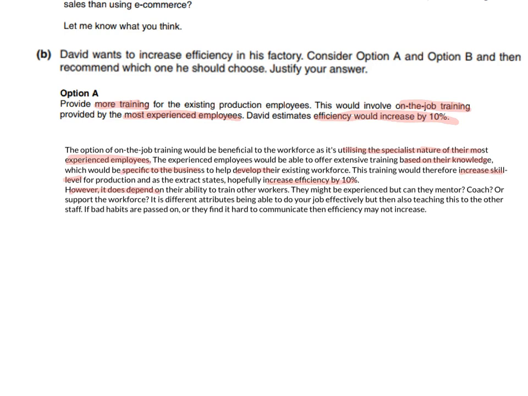So then I said, however, it does depend on their ability to train other workers. They might be experienced, but can they mentor, coach, or support the workforce? It's different attributes being able to do your job effectively, but then also teaching this to other staff. If bad habits are passed on, or they find it hard to communicate, then efficiency may not increase. And by offering that depends upon, it allows you to then move into, well, what about option B then? Could option B be the right option? And you start to create balance within your arguments.